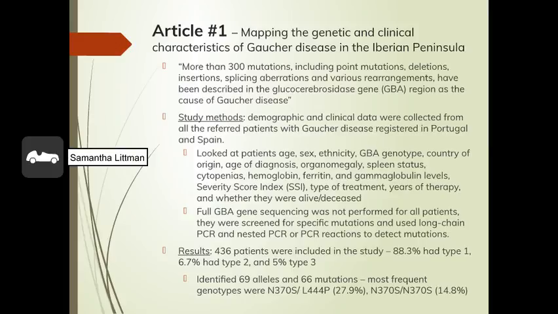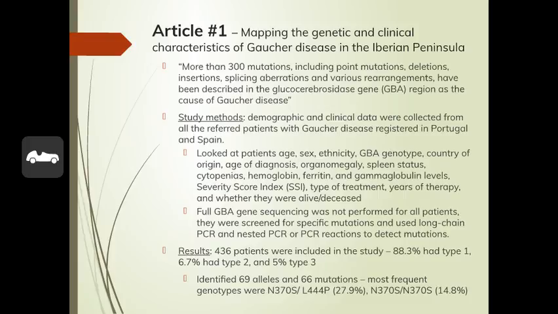The first article critiqued in the Gaucher case study is called Mapping the Genetic and Clinical Characteristics of Gaucher Disease in the Iberian Peninsula. More than 300 mutations, including point mutations, deletions, insertions, splicing aberrations, and various rearrangements, have been described in the glucocerebrosidase gene region as the cause of Gaucher disease.